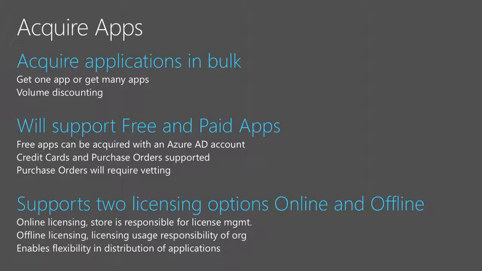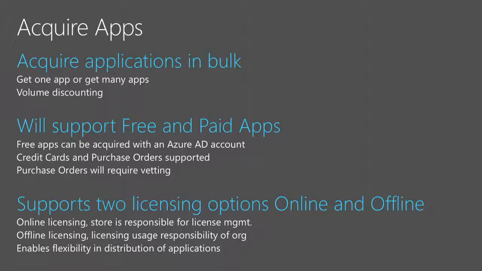Now, one of the key concepts from there is the licensing option. Before, on the product description page, we showed you two options. One was for online, and the second was for offline. This is a new concept in Windows 10, but with online licensing, what it comes down to is the actual store itself is responsible for license management. So basically we keep track of it. That data can also be synchronized to a management tool so you don't have to jump to two places to look at it. And then for offline licensing, the license usage is the responsibility of the organization, right?